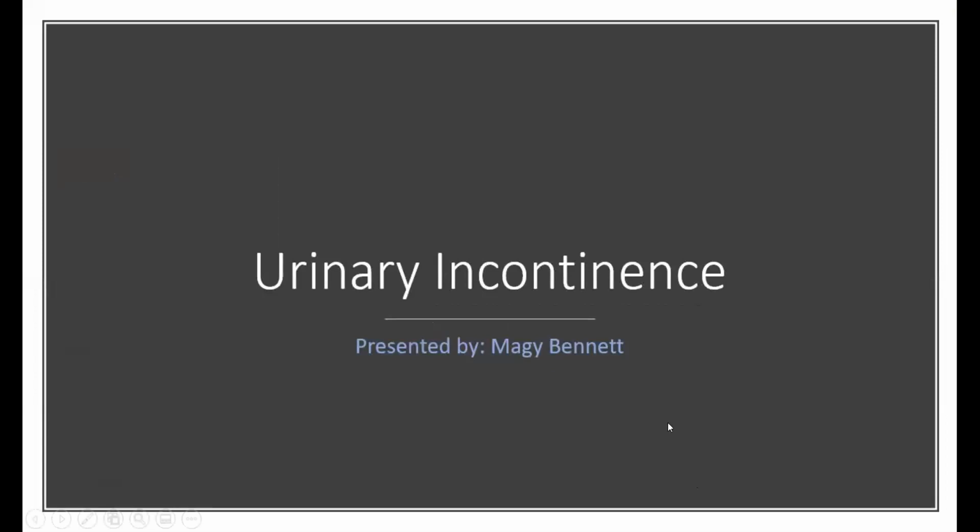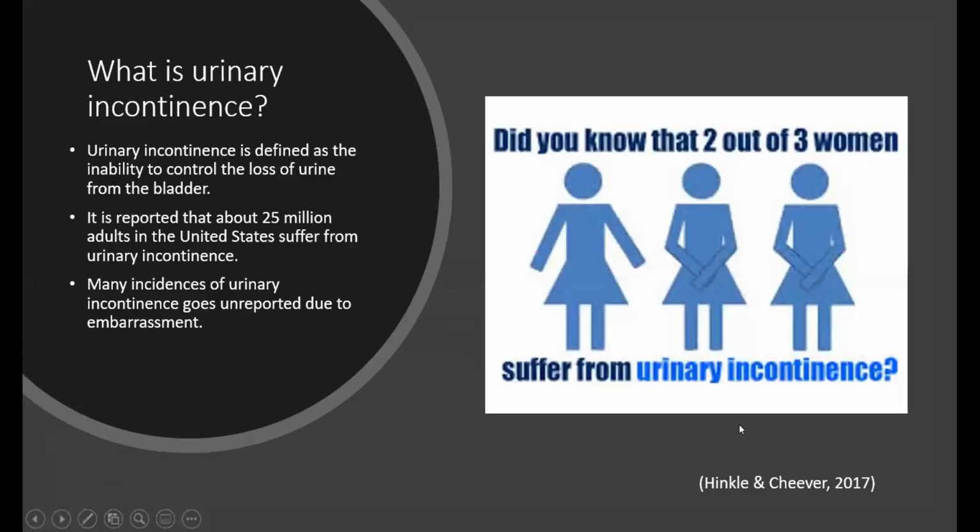Okay, so my presentation is on urinary incontinence. What is urinary incontinence? Urinary incontinence is defined as the inability to control the loss of urine from the bladder. It is reported that about 25 million adults in the United States suffer from urinary incontinence. Many incidences of urinary incontinence go unreported due to embarrassment.